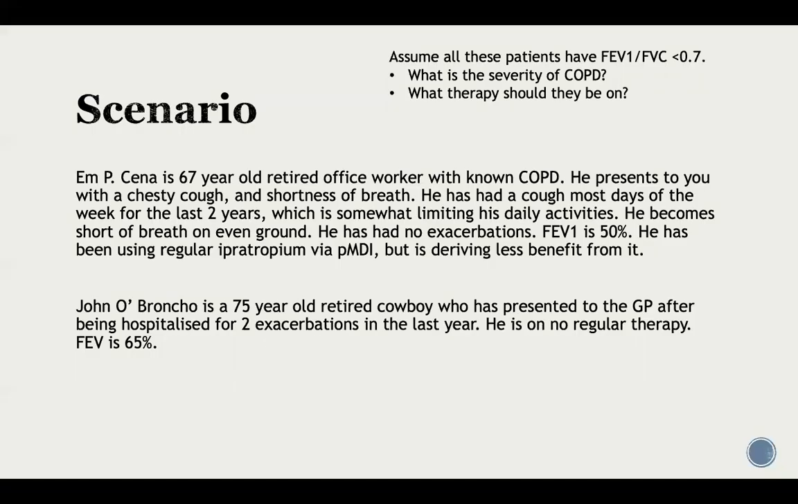Mr. Sina is a 67-year-old office worker with COPD. How bad is his COPD based on this history? So we look at his FEV1, it's 50%. He's on ipratropium, which is a SAMA, and he's also got symptoms at baseline. So you would probably think, you probably need to start him on LABA or LAMA because it's getting worse, and it's not enough with just a PRN.